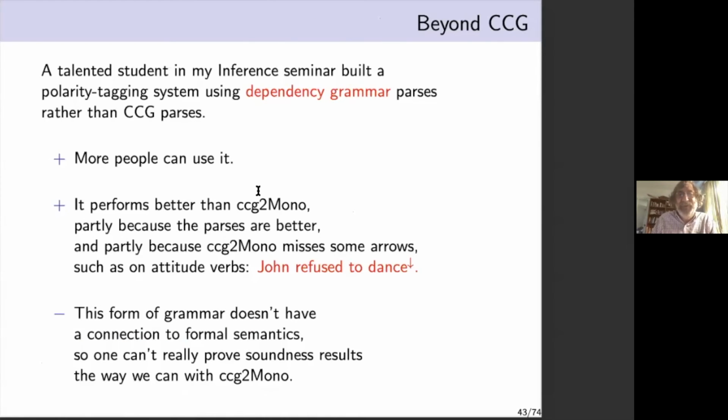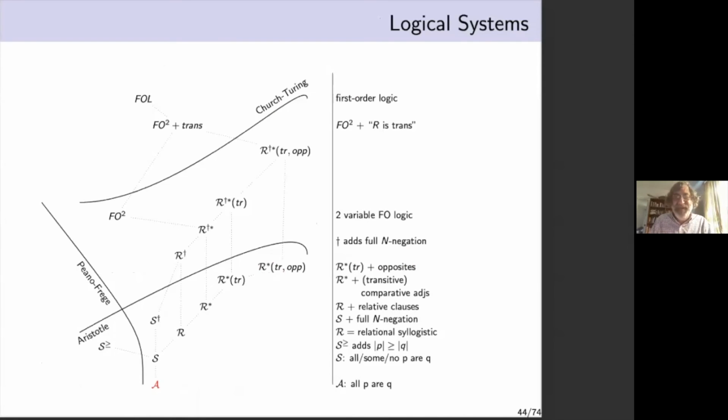So what could we do? We could go beyond CCG. If there's anybody who works on this natural language inference here, I have a lot more to say, but I sort of doubt that anybody is. So let me go on.